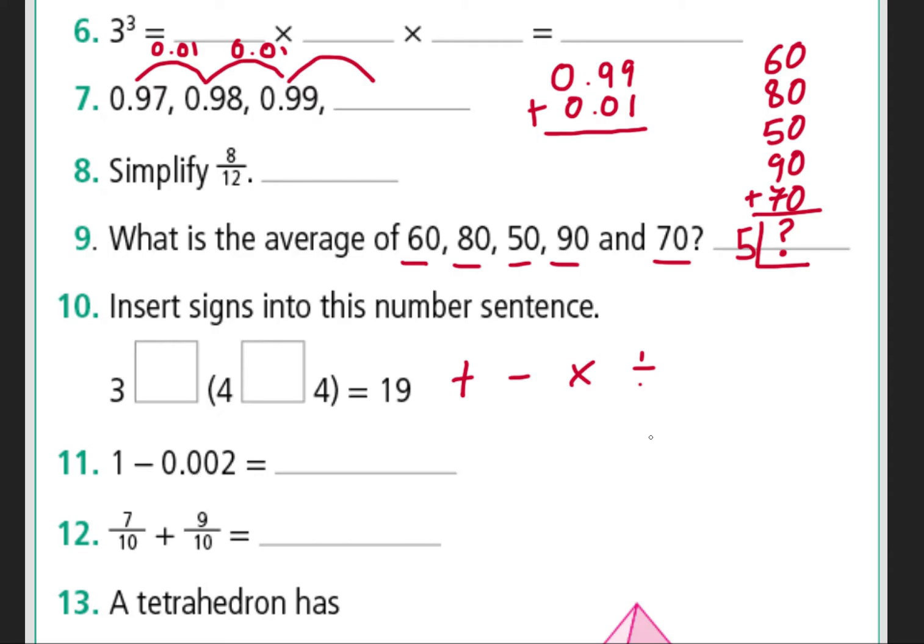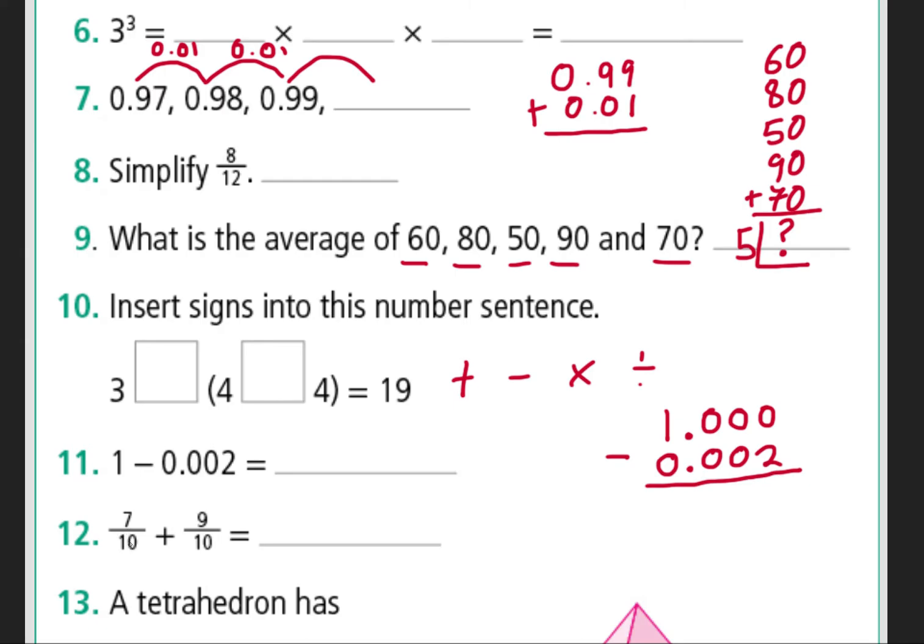Number 11, we've got 1 take away 0.002. So I'm going to write it down as 1 take away, and for the units we've got 0.002. Now to do this properly, we need to put in a decimal up on top here, and we need to add in some zeros. Okay, now we're going to have to borrow and pay back here, but if we do that properly and carefully, you'll have your answer for this sum here.